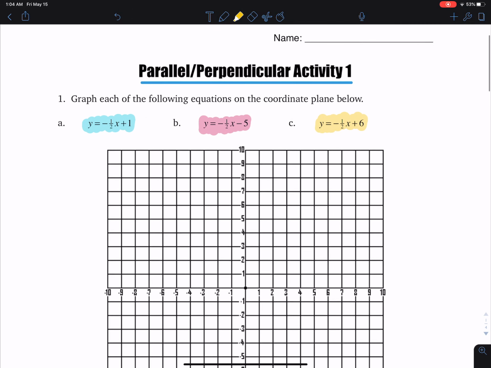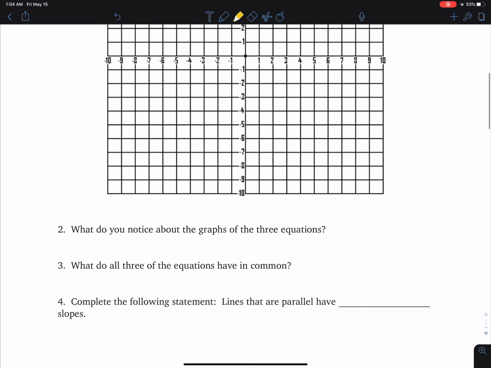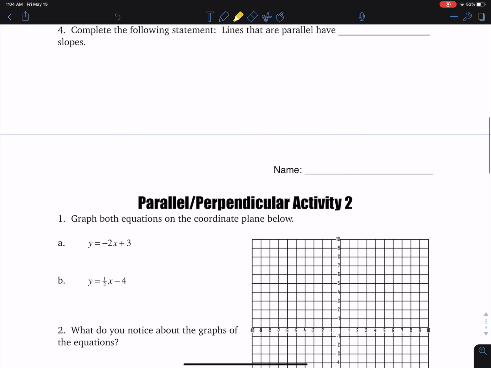So there's the graph. Graph them all on the same graph. Make sure you make a straight line. Question 2 asks what you notice about the three equations. What do all three equations have in common? And then 4 says complete the following statements. Lines that are parallel have blank slopes.